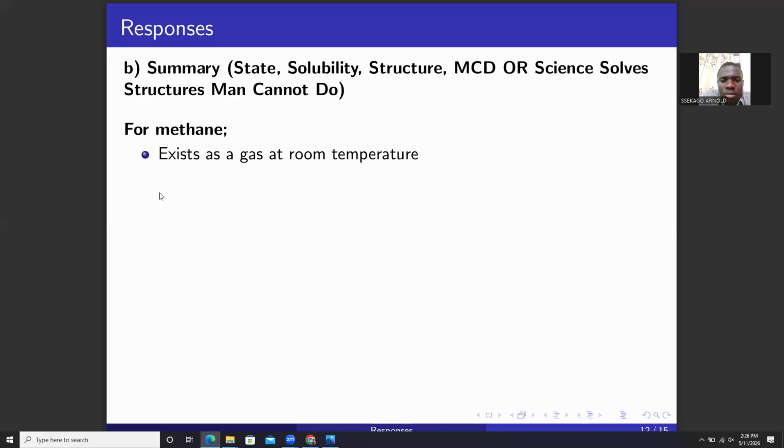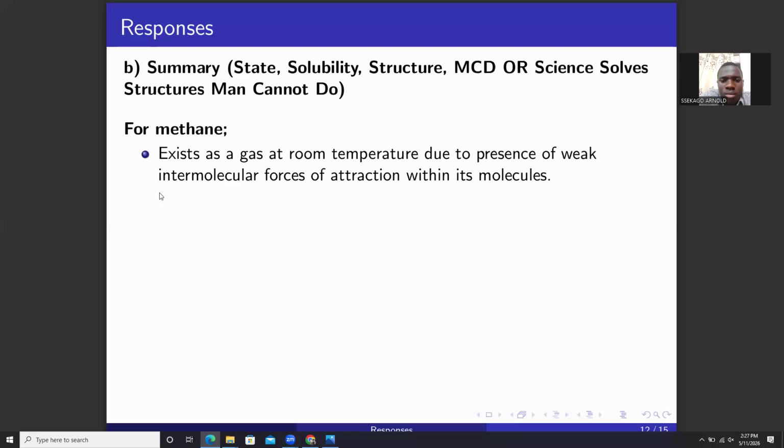Methane is a gas. Why does it exist as a gas? Because of the weak intermolecular forces of attraction. The molecules are very spaced. So it exists as a gas at room temperature due to the presence of weak intermolecular forces of attraction within its molecules. Then solubility.